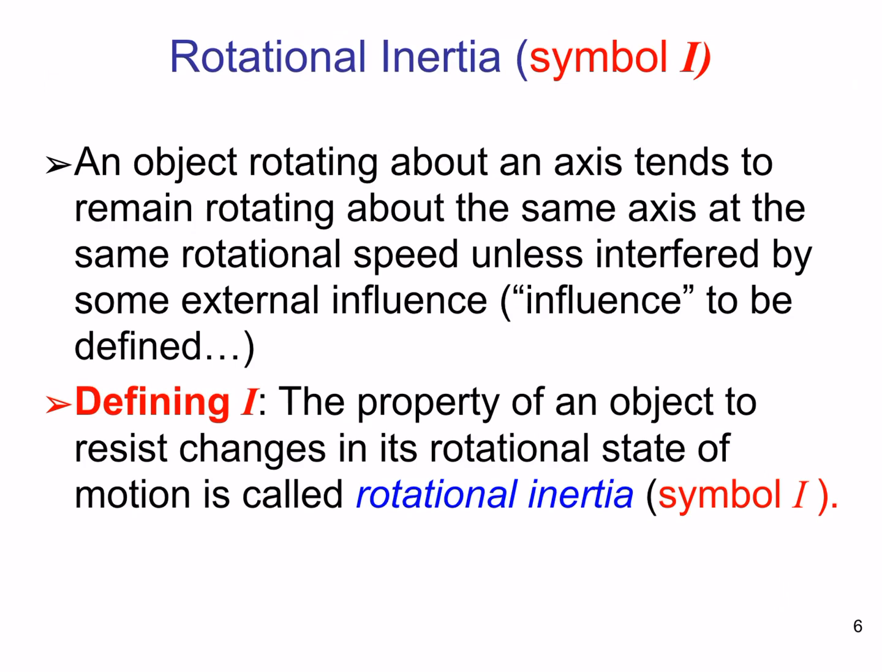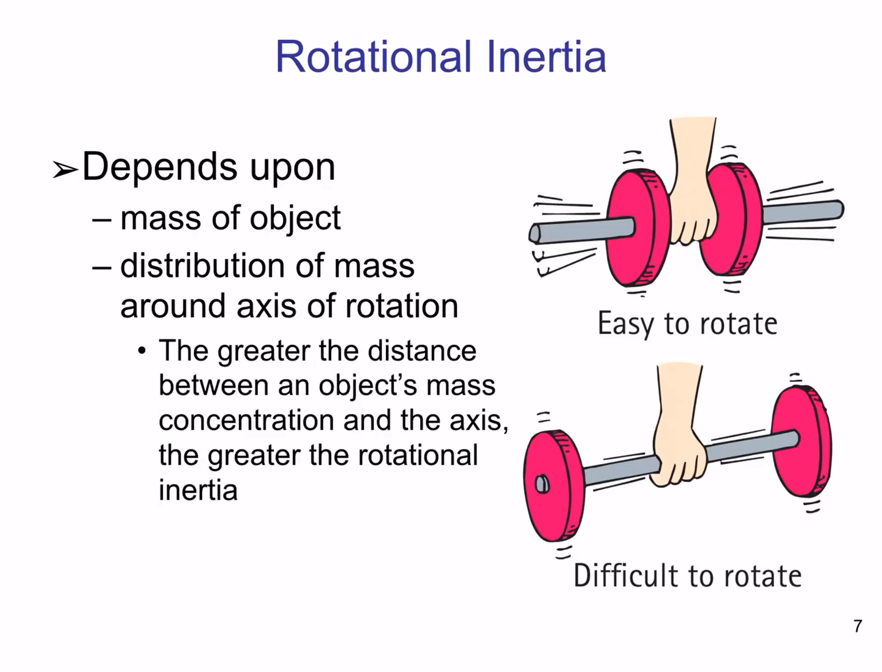When we discussed Newton's laws and inertia initially, we thought about it in terms of the mass of the object. For rotational inertia, we said that it not only depends upon the mass, but it also depends upon how the mass is distributed with respect to the rotational axis.